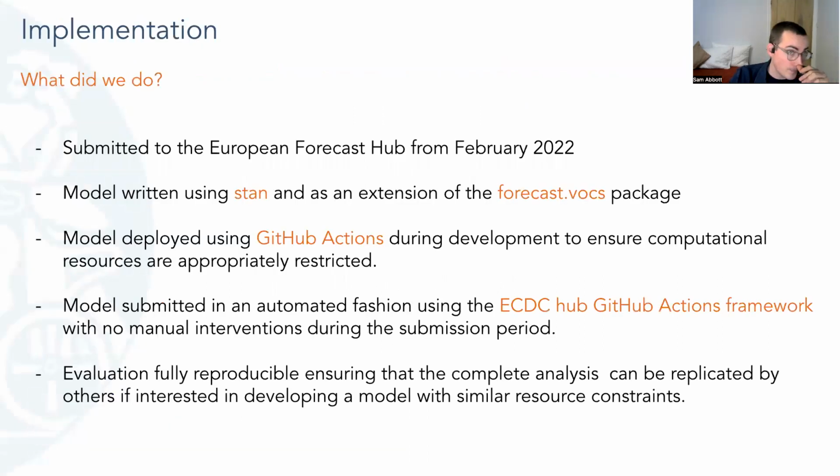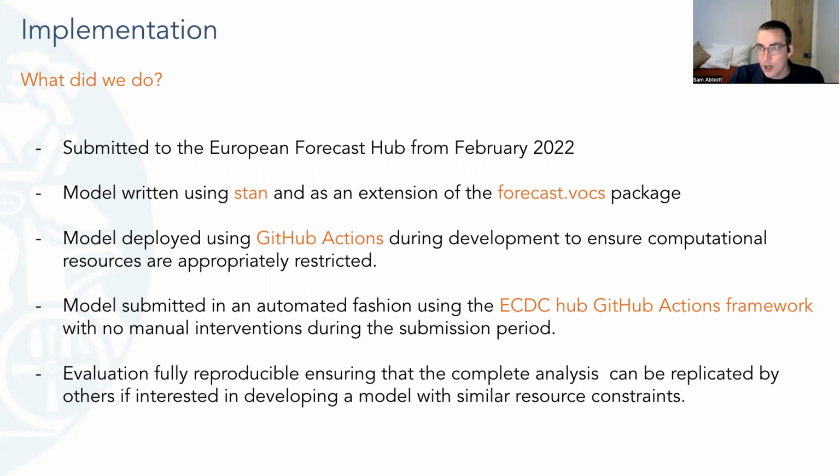So implementation, what did we do? We submitted to the European Forecast Hub from February 2022 for 6 months. The models are all written in Stan, and it's an extension of another package that I wrote called the forecast.vocs package, which came from some other work, and therefore is really modular and really easy to adapt and hack on. It was developed using GitHub Actions, which if you've not checked out, I really encourage you to, and that really limits the amount of computational resource and also ensures reproducibility for others because it's a public compute resource that we've leveraged. And because of that, we were unable to submit our models in an automated fashion to the ECDC Hub framework, which meant no manual intervention during the submission periods.